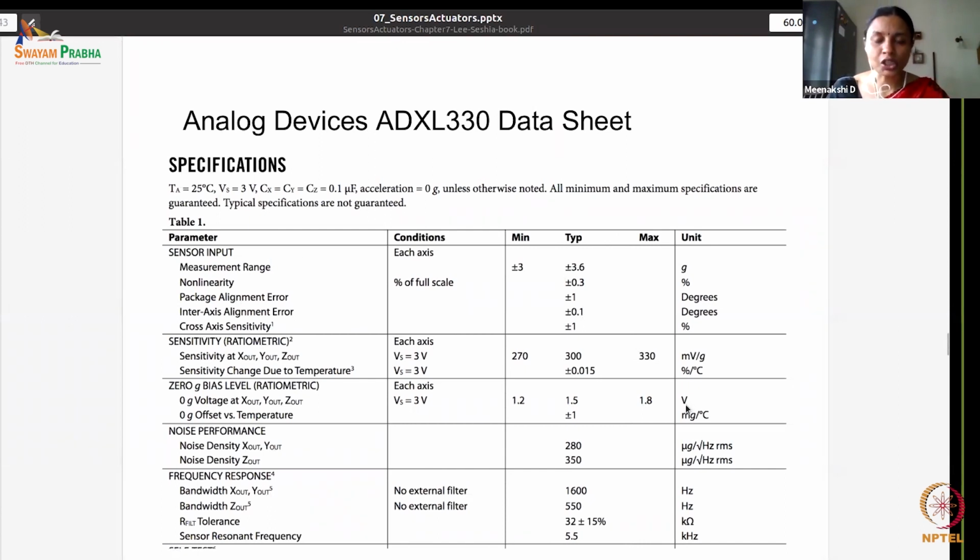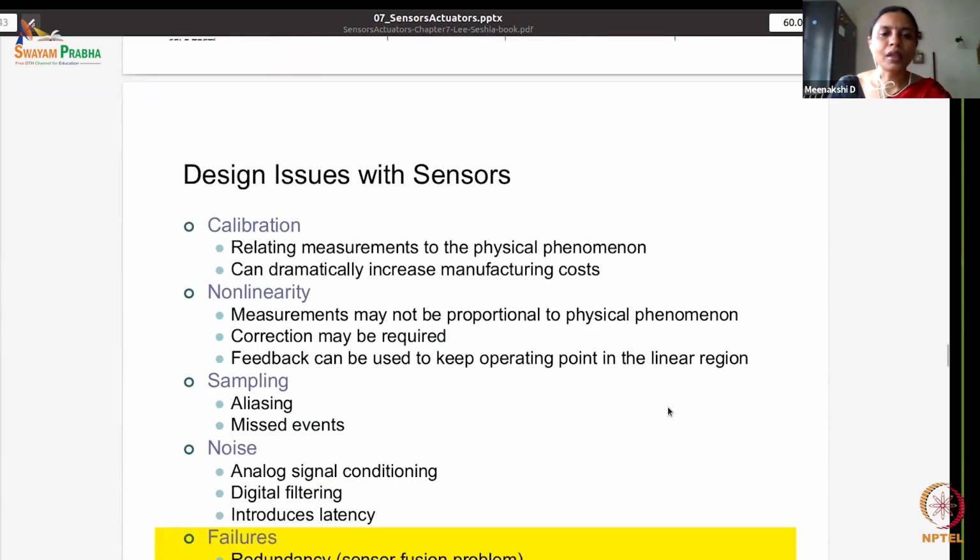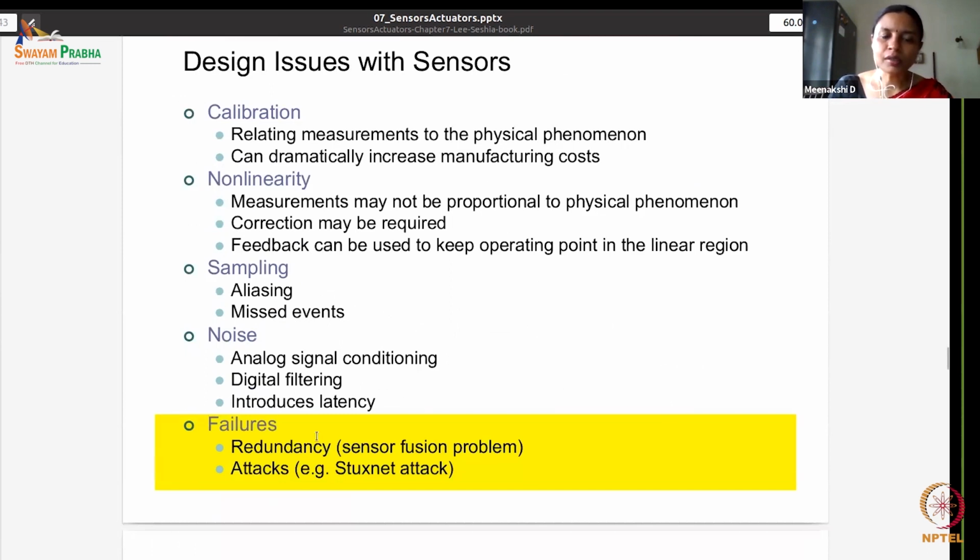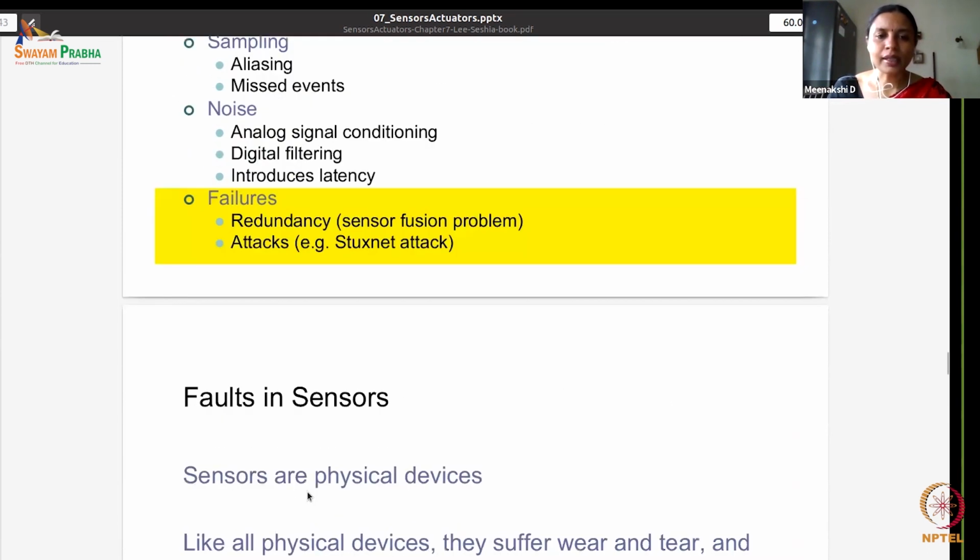So these kinds of data sheets help designers choose appropriate parameters, so they know how frequently to measure the data from the sensors and what happens to it. As I told you, after calibration, we elaborate a bit on failures. And let's go on to that.